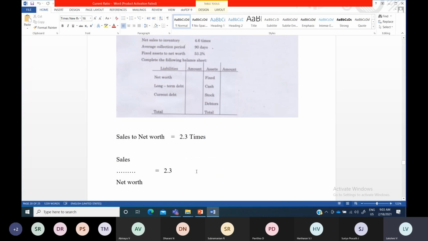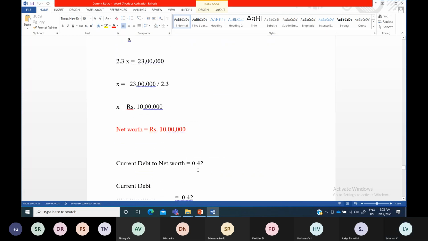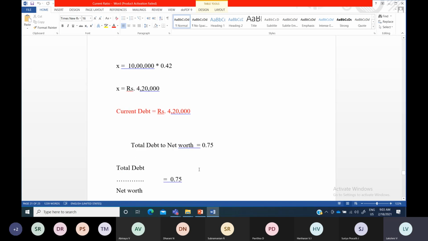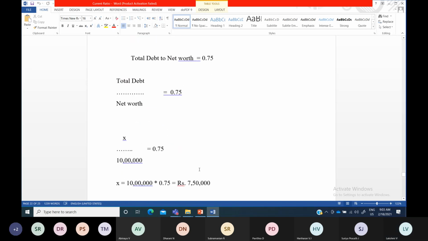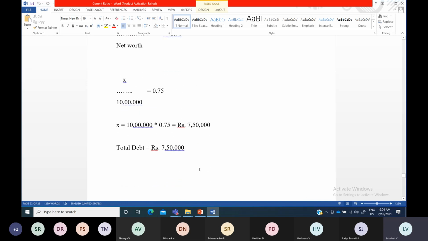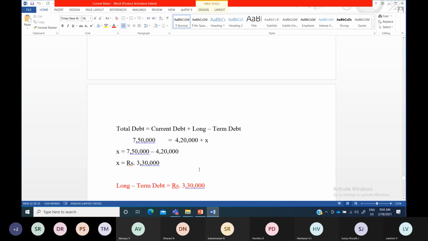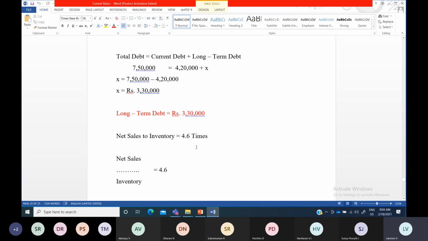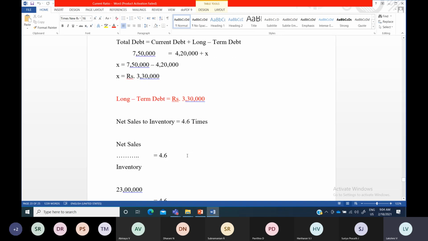So we have calculated net worth, and then we calculated current debt, and we calculated total debt, and then from total debt and current debt we calculated long term debt. Okay, so we have calculated current debt and total debt. So with that you can calculate the long term debt. If you subtract these two items you will get the long term debt. So this is also already in previous session we discussed.